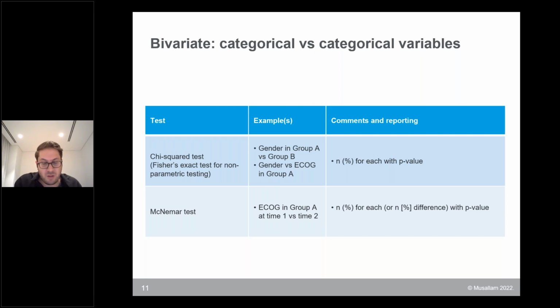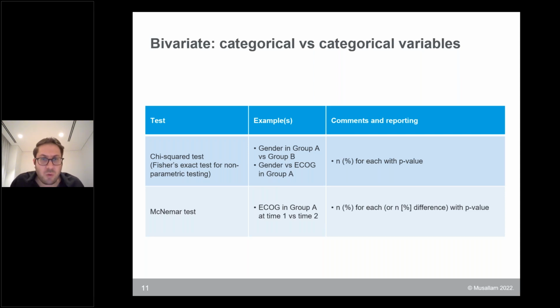So we say there were 33% males in group A versus 27%. The P was 0.6. It's not statistically significant. That's the chi-square test. Where the data is non-parametric, you can use Fisher's exact test, not in the sense of non-parametric in the distribution, but for the rule of less than 30.